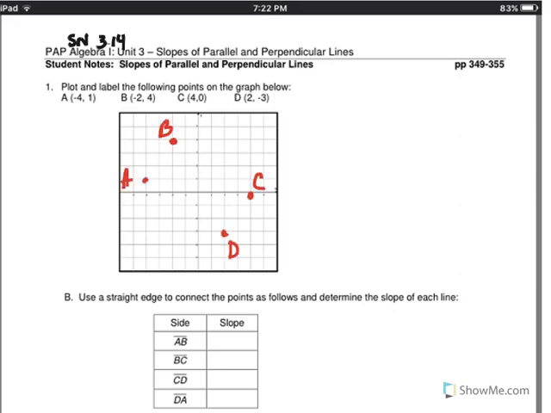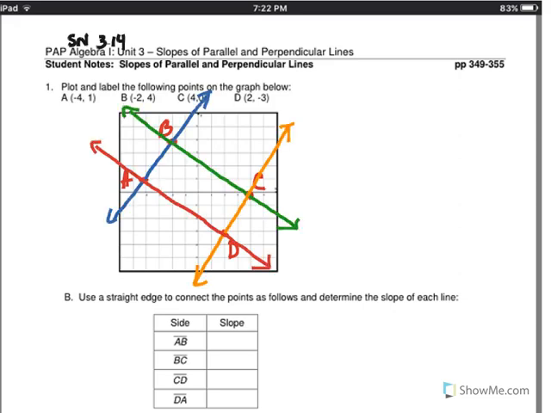So there's my points, A, B, C, and D. And in part B, it tells us to use a straight edge, which means a ruler or maybe your ID or something, to connect the points and create these lines, AB, BC, CD, and DA. So I'm going to pause again and do that. And of course, I can't use a straight edge on the iPad, so I'll do my best to make them look beautiful. But you do the same on your papers. Okay, so there are my lines, AB, BC, CD, and DA.